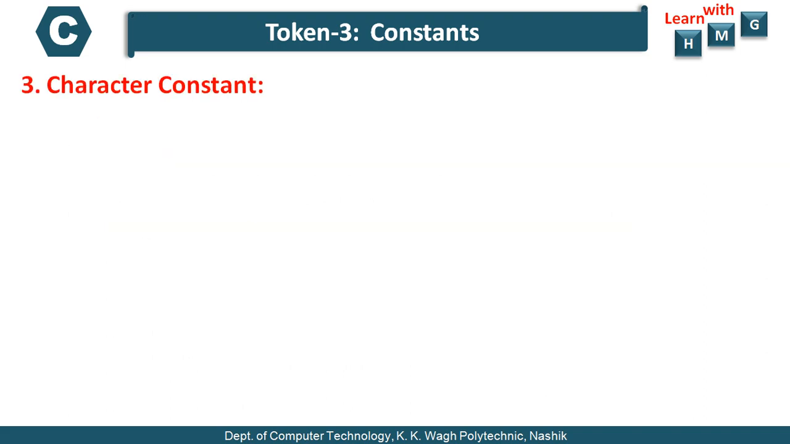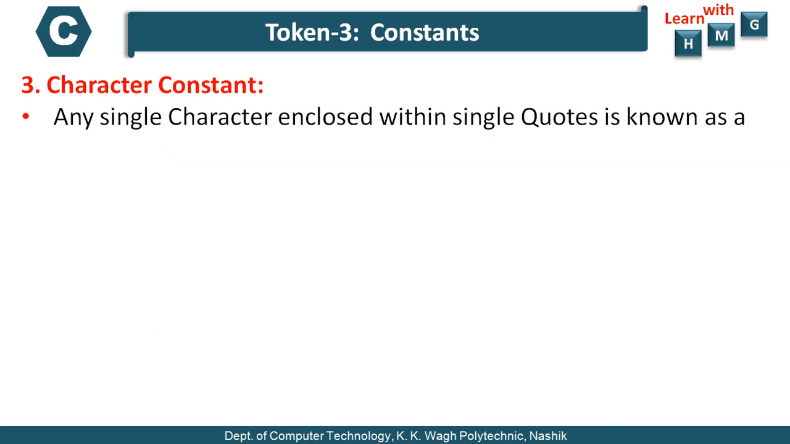The third type of constant is character constant, that is, any single character enclosed within single quotes is known as a character constant.